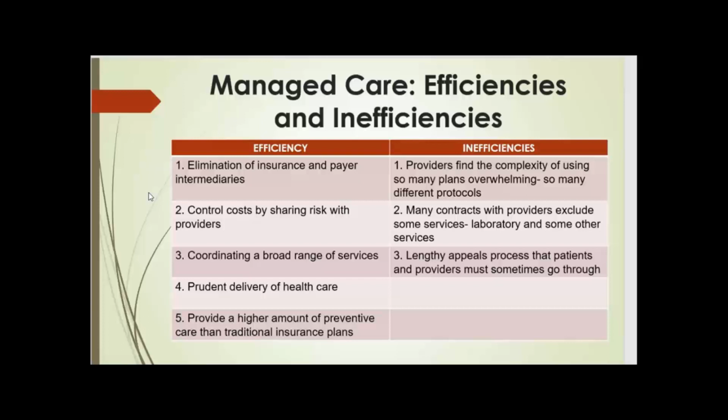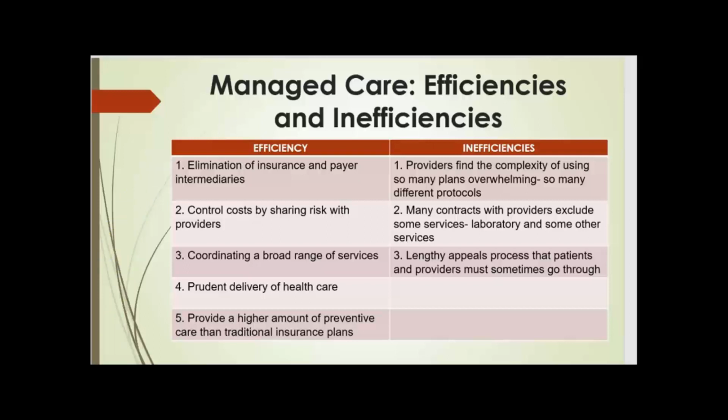Then there's the coordination of a broad range of services and monitoring the delivery of services for appropriateness and cost efficiency. So an example of this, or of the third one listed there, is emphasis on outpatient care over hospitalization. The fourth one is gatekeeping reduces moral hazard. And then we have preventative care that helps detect and treat health problems.